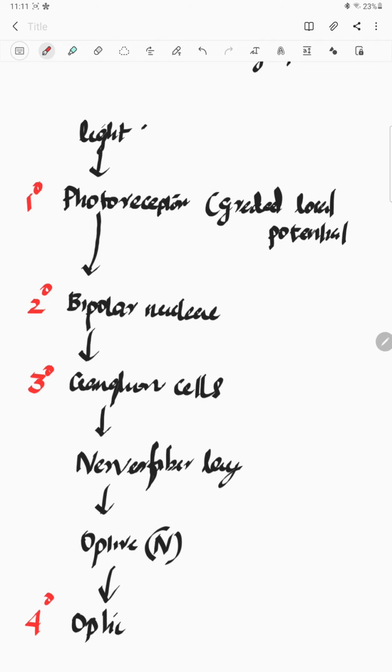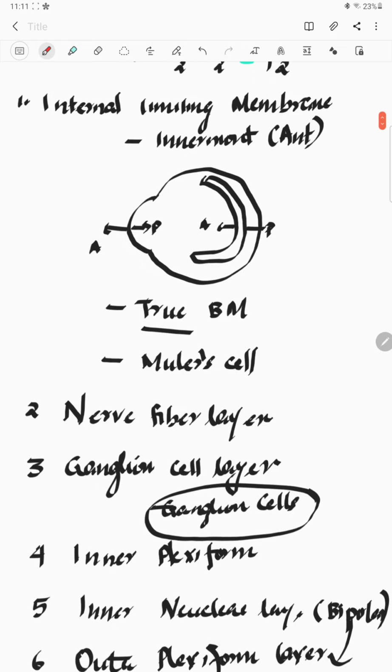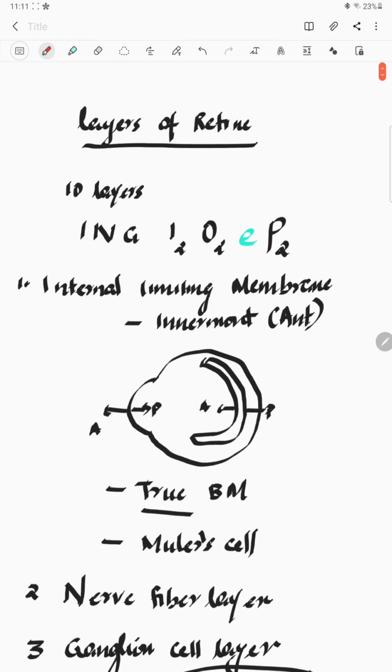Action potential is generated in ganglion cells. Remember, action potential is generated in ganglion cell. So these are the layers of retina. Thank you.